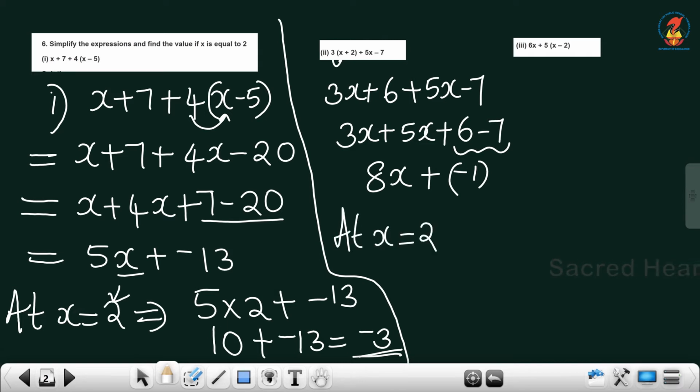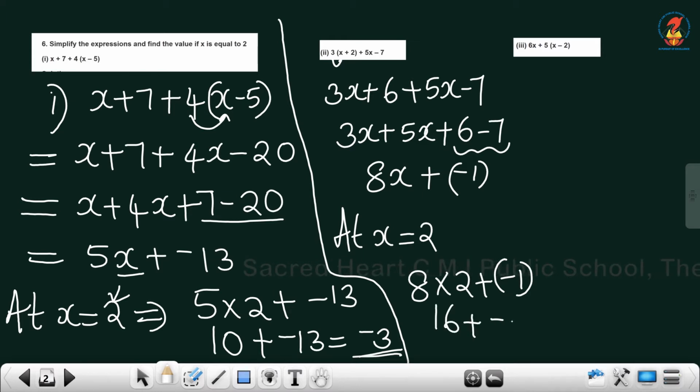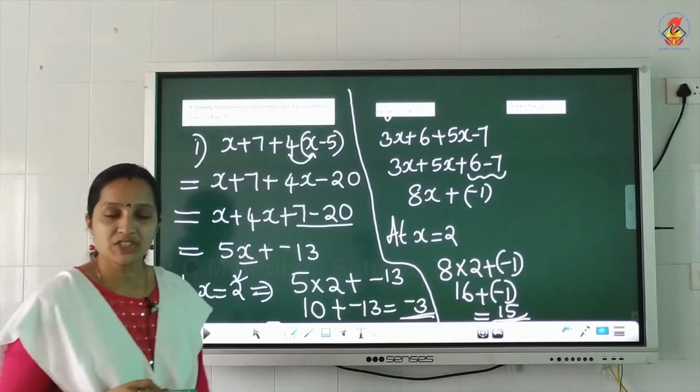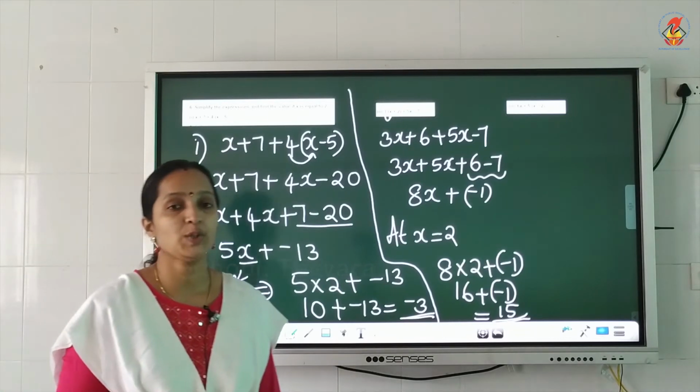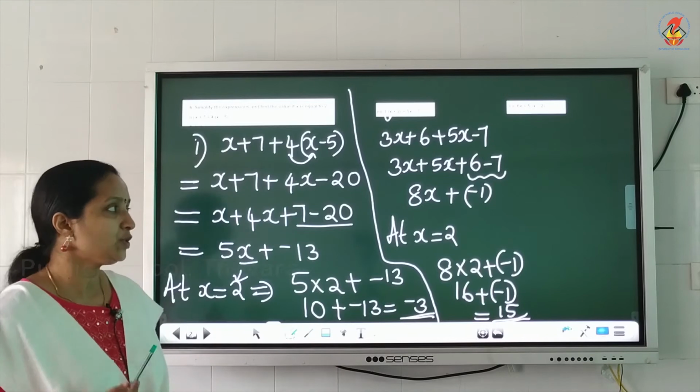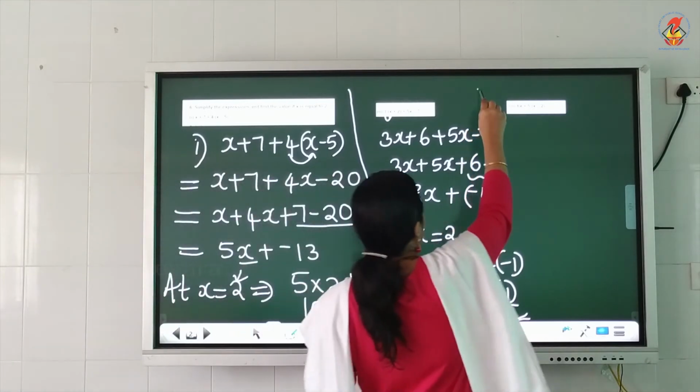At x is equal to 2, what answer will you get? 8 into 2 plus negative 1. 8 into 2, what is the answer? 16 plus negative 1, what is the answer? 15. Okay. Integer addition and subtraction is coming. So after simplifying the expression only we have to substitute the value 2. Now move to the third question.